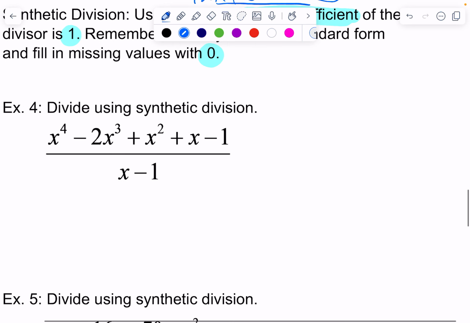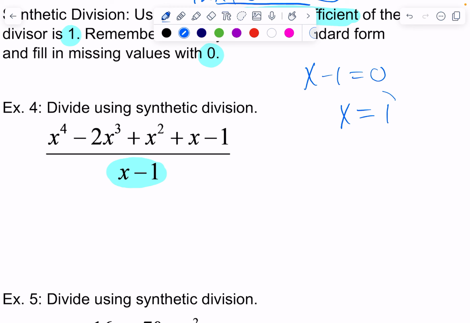First off, when we're doing synthetic division, we're going to look at our divisor and set it equal to 0. We're going to solve for x, and x is going to equal 1. That is now my root. So I have a 1 that I'm going to put on the outside, next to this little inverted L.